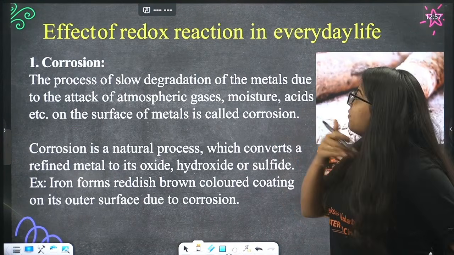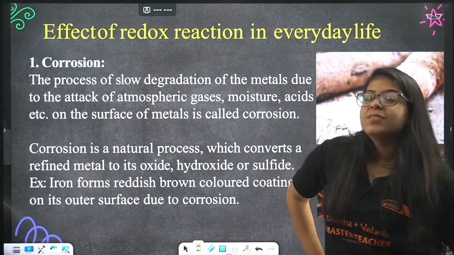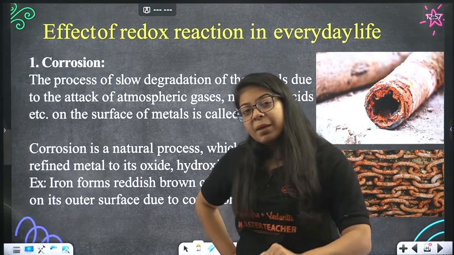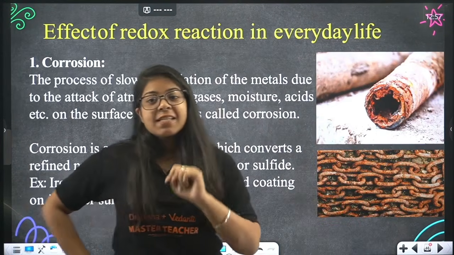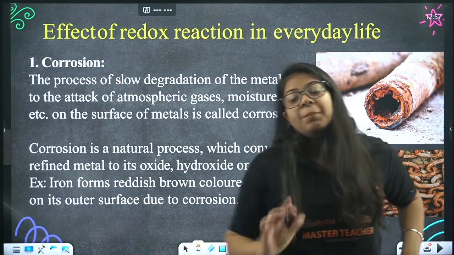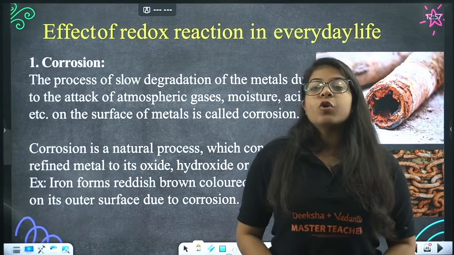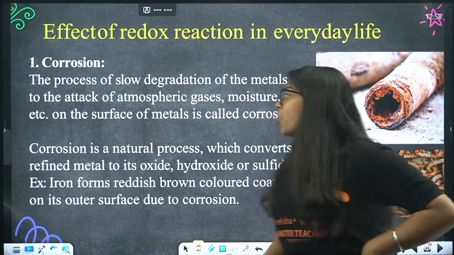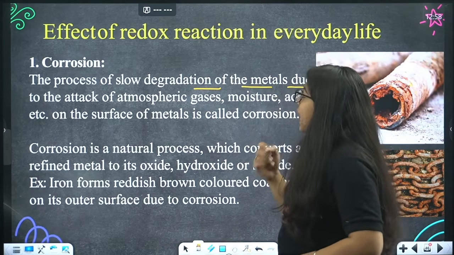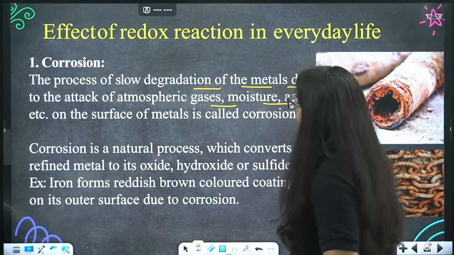Okay, effect of redox reaction in everyday life. Now I know you have seen corrosion, you have studied about it, but how to write it in the paper? Do you know that? That is the important part in your class 10th. Knowledge is important, but marks are also important, right? So beta, corrosion is the process of slow degradation of metals due to the attack of atmospheric gases, moisture, acids, etc. on the surface of metals.